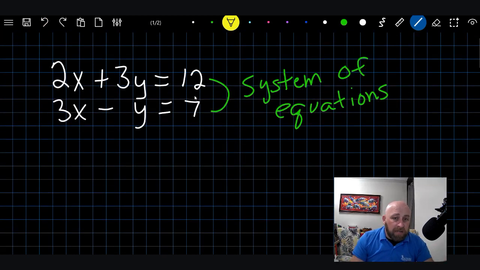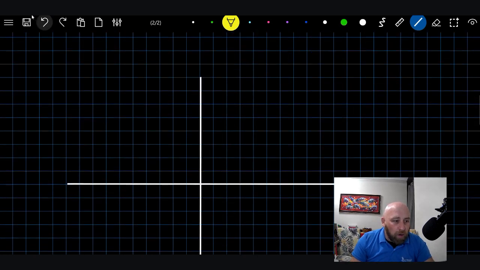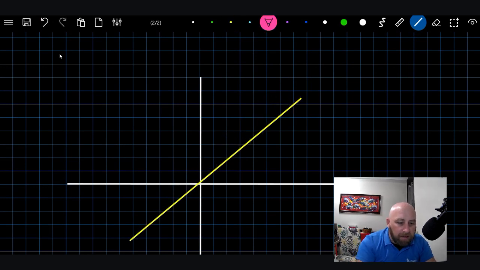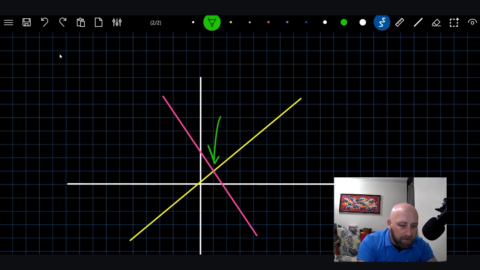The first thing I want to talk about is what is the solution to a system of equations, okay? The solution is where those 2 lines touch each other. I'll just put one line here and I'll put one line here. If you'll notice, they touch each other right here. Let me get a different color and show you. They touch each other right here. This is the solution to this system of equations.